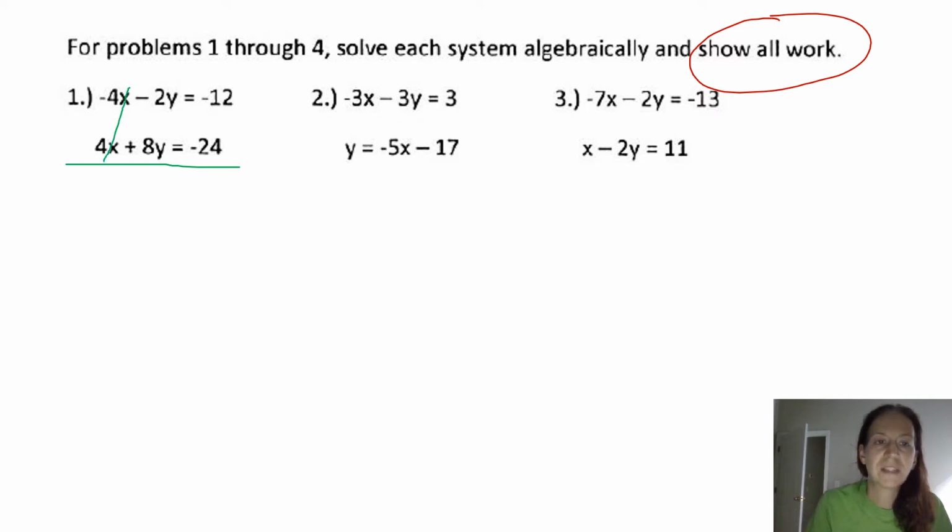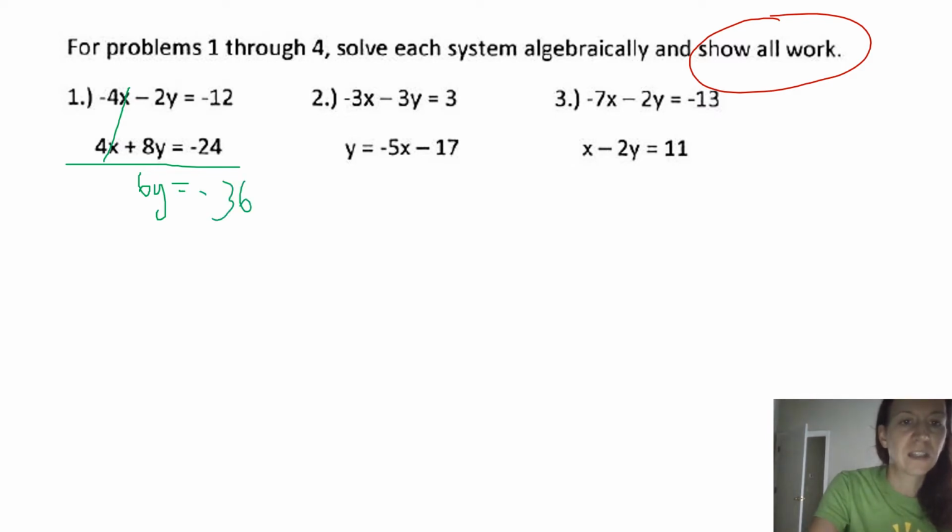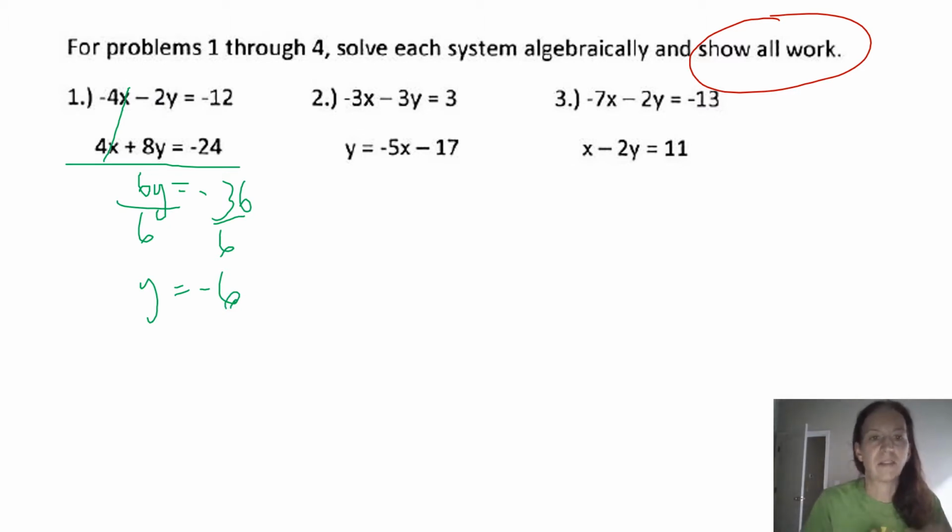Negative 2y plus 8y is 6y. I should probably be writing with my hand on this instead of my mouse. And then negative 12 plus negative 24 is negative 36. Then you divide both sides by 6 and you get y is equal to negative 6. Literally, that's a 6, guys. There we go. It is literally that fast and that easy to get your first variable. So to try to do it any other way, no, just don't do it.